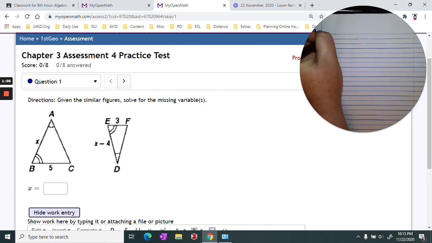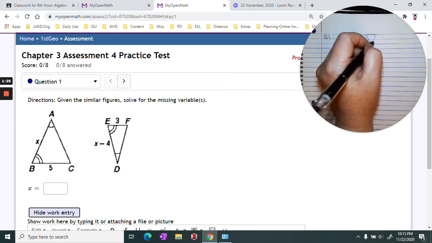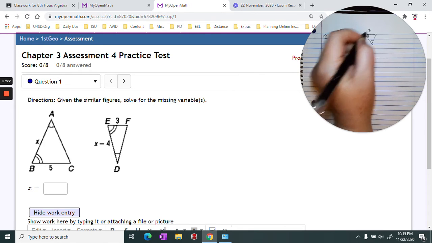Okay, so here, question 1. Our directions are, given the similar figures, solve for the missing variables. Well, our missing variable is an x, so we need to solve for x. So what I like to do is start by writing down the problem and marking what I know.